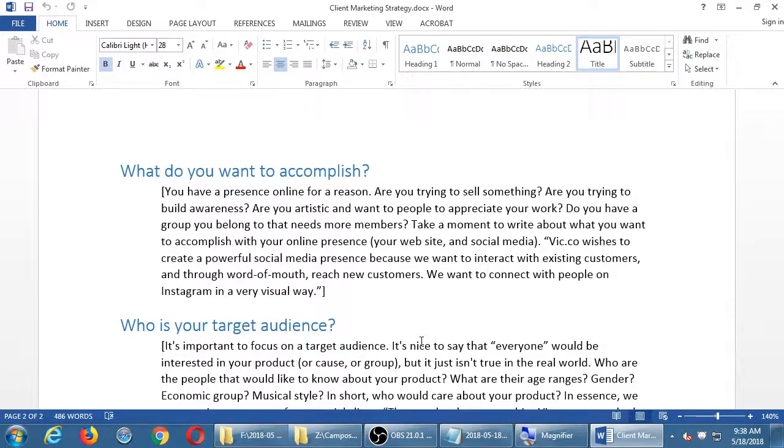I have the example. Remember, last week I talked about this example company in the document, vic.co. If you don't remember what they were about, it's summarized here. Vic.co wishes to create a powerful social media presence because we want to interact with existing customers through word of mouth, reach new customers. So we want to connect with people on Instagram in a very visual way. So this could have easily have been, vic.co makes websites, and that's fine. That is an answer, and that would work.